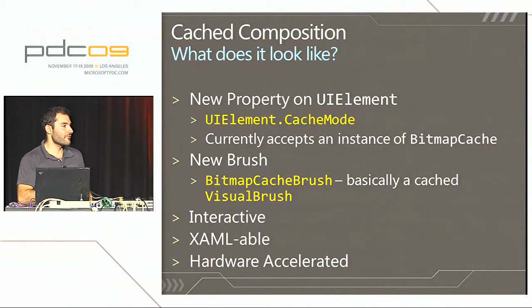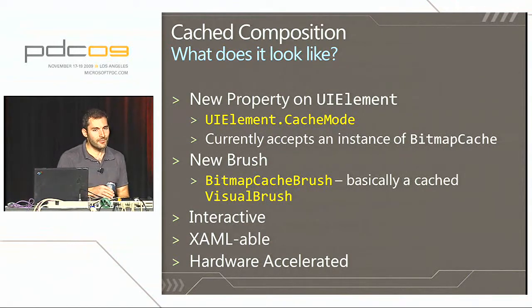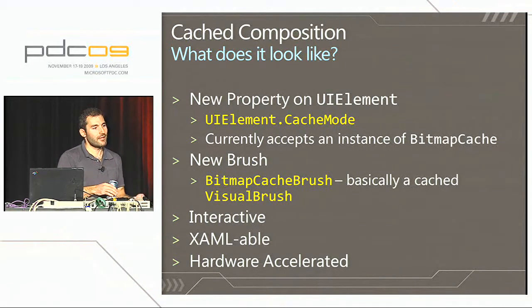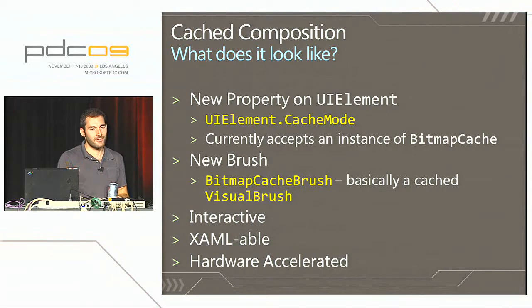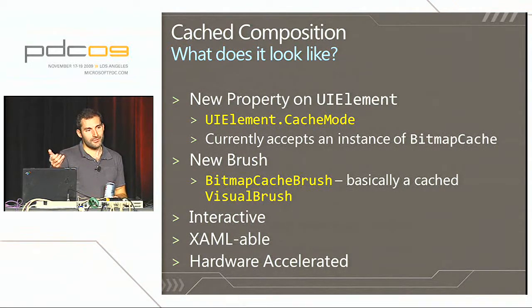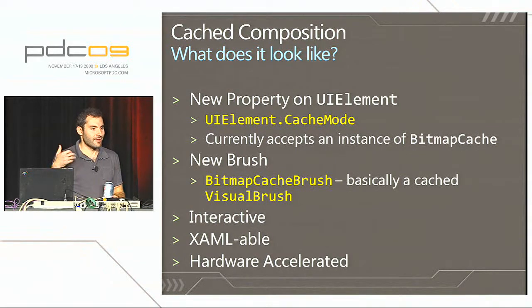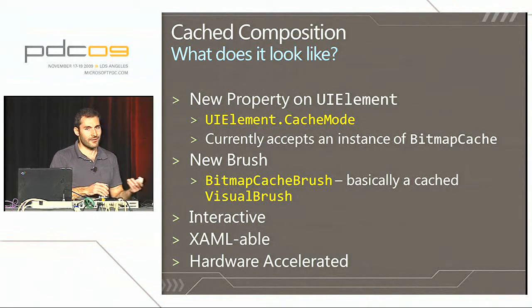So what does it look like? We've added a property on UI element called cache mode, and you basically give it an instance of a bitmap cache. And it's actually not a cache, you're giving it a cache descriptor. So when you create a new bitmap cache, you're creating a cache descriptor, and you're telling the UI element, hey UI element, cache your subtree as a bitmap, given the description I've encoded in my bitmap cache class.